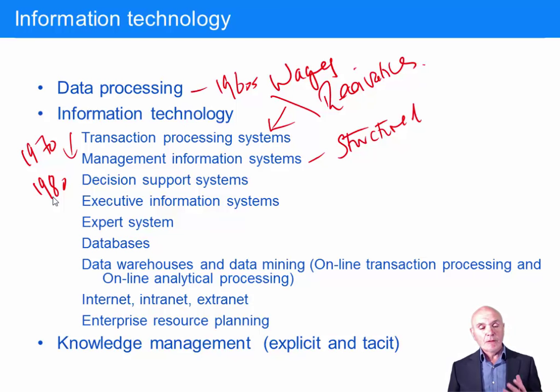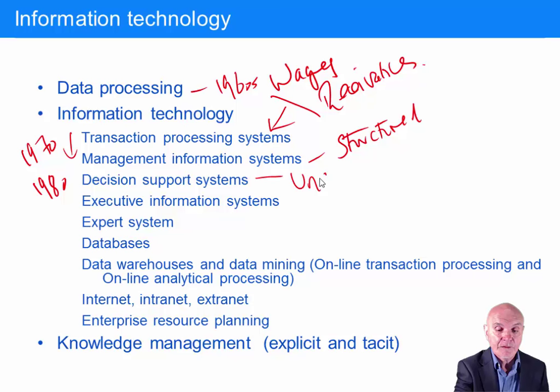Decision support systems means what it says. It helps managers make decisions; it supports them. It doesn't make the decisions themselves. And essentially these are what you might call unstructured.